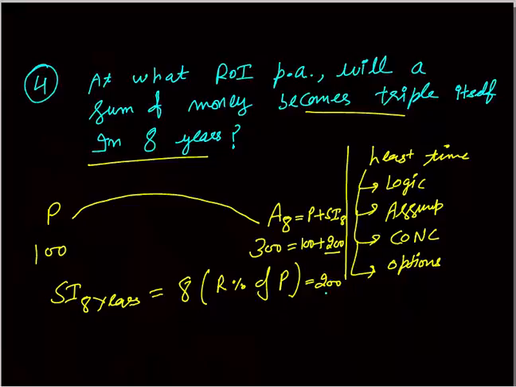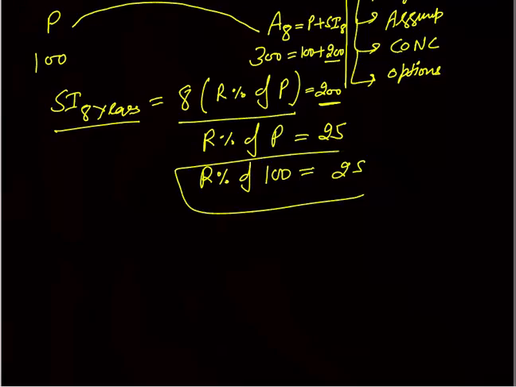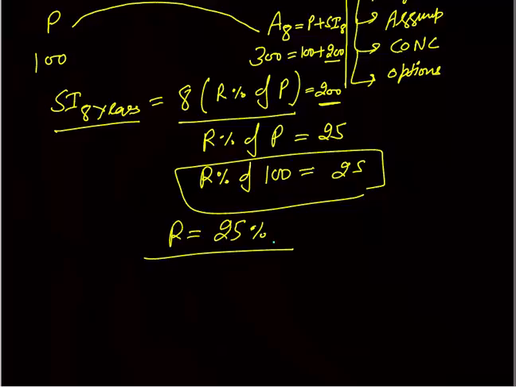Simple interest of 8 years is 200. Now what is the simple interest of 8 years? 8 times simple interest of 1 year. So R% of P you will get 25. R% of P, where the principal is 100, is 25. Now by common sense, what percent of 100 will come 25? Obviously R is 25% because 25% of 100 is 25.